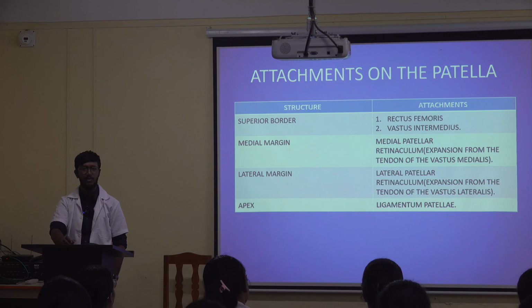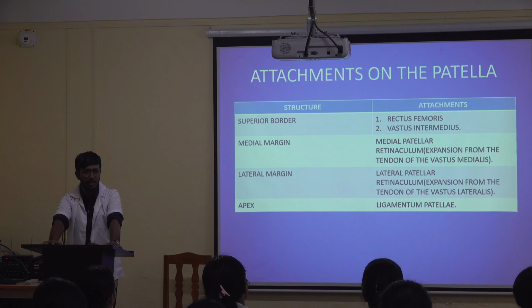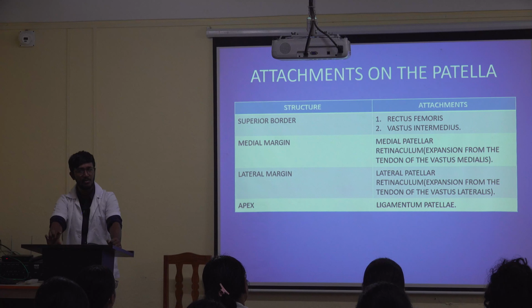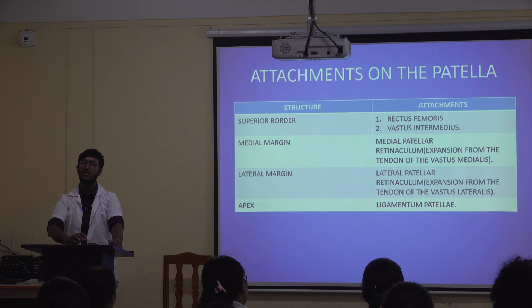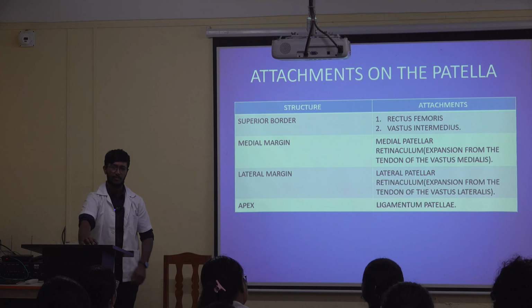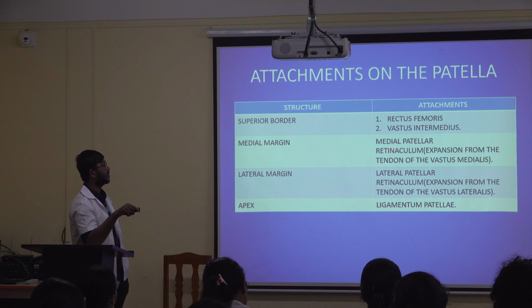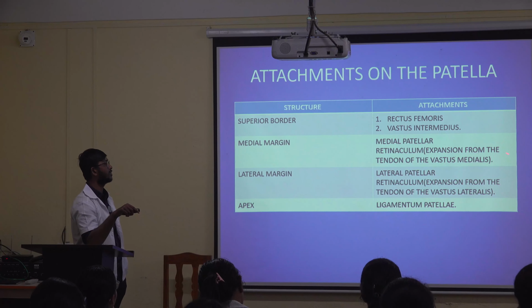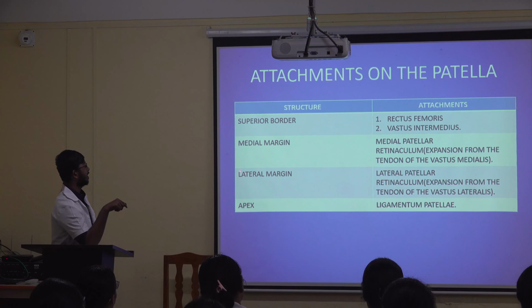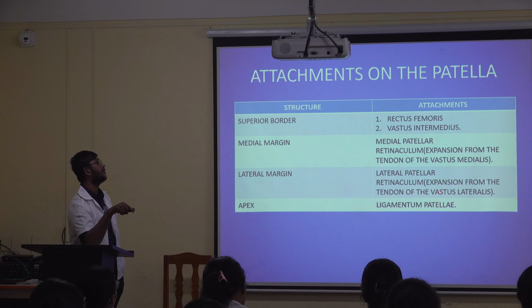Modified deep fascia. You will see that the deep fascia is almost in approximation with the muscles in the body, but in the flexor retinaculum part the fascia gets thickened. This is a modification so that the structures can easily pass through or over them. In the medial margin, the medial patellar retinaculum attaches, which is an expansion from the tendon of vastus medialis muscle, and in the lateral margin, the lateral patellar retinaculum, an expansion from the tendon of vastus lateralis.